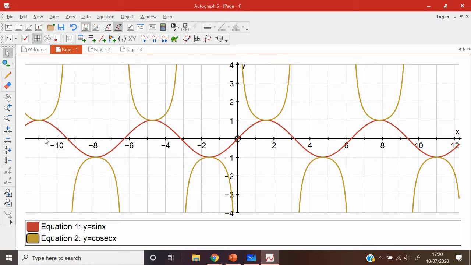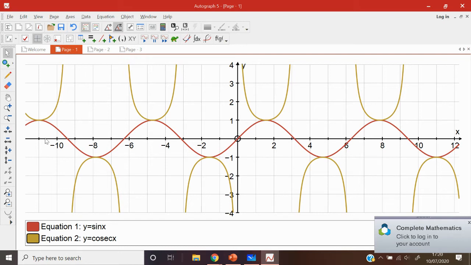So you should be able to see, if we start from x equals 0, the sine of x goes up, the cosec comes down until they meet at the point where sine of x and cosec of x both equal 1. Where sine has a root, cosec has an asymptote, a vertical asymptote.